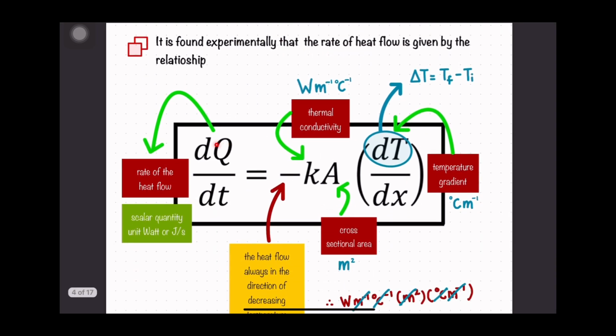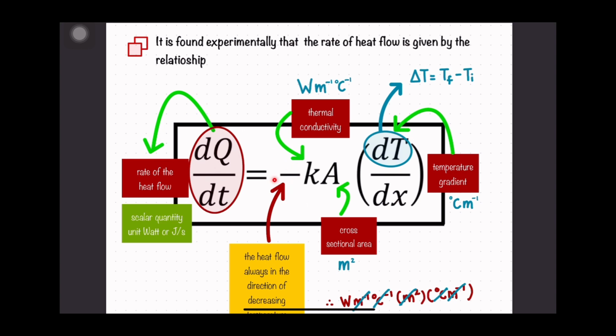Okay, ni equation dia. dQ per dt is equal to negative KA dT over dx, where dQ per dt is the rate of heat flow. So, maksudnya mungkin kena buat macam ni lah, nanti you confuse pula. Okay. dQ per dt is the rate of heat flow, the scalar quantity and unit adalah joule per second, or we call it as watt. Dia sama macam power lah, energy per masa. Okay, K is a thermal conductivity. The unit is watt meter^-1 Celsius^-1. Okay, this is a thermal conductivity.